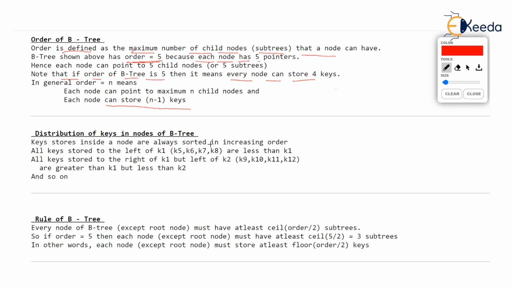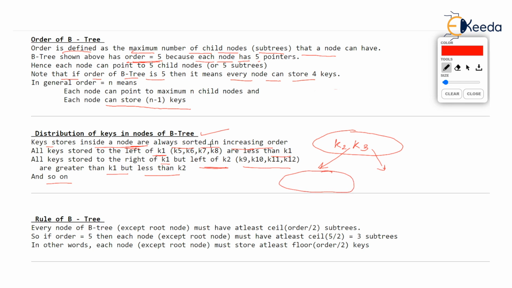Now let's understand distribution of the keys in the B tree. Keys stored inside one node are always sorted in increasing order. So K1 to K4 in the topmost node were sorted. All keys stored to the left of K1, that is K5 to K8, are less than K1. All keys stored to the right of K1 but left of K2, that is K9 to K12, are greater than K1 but less than K2, and so on. So if you imagine that there is a key like K3, it will have a pointer to the left and a pointer to the right. Before this, we have a key called K2.